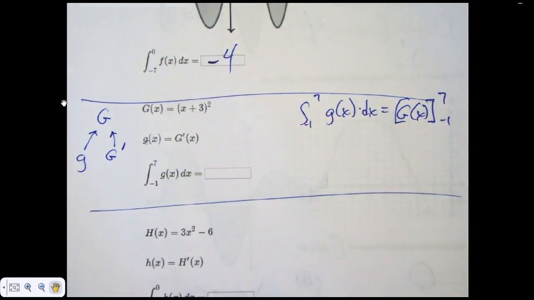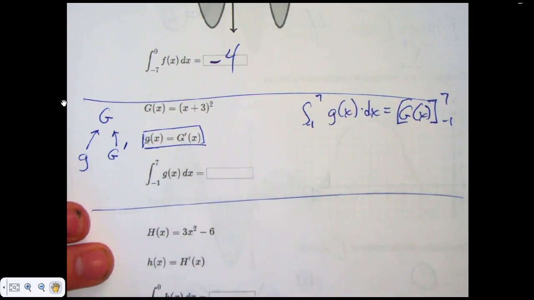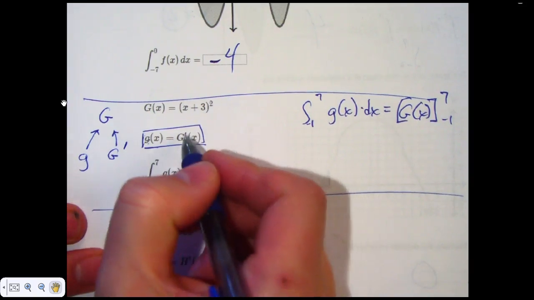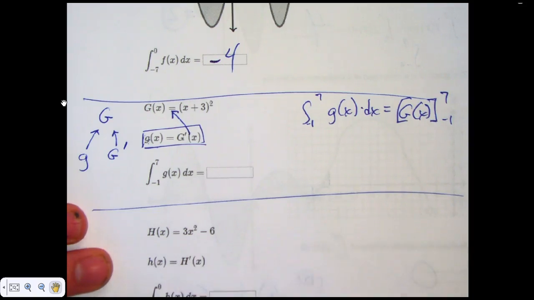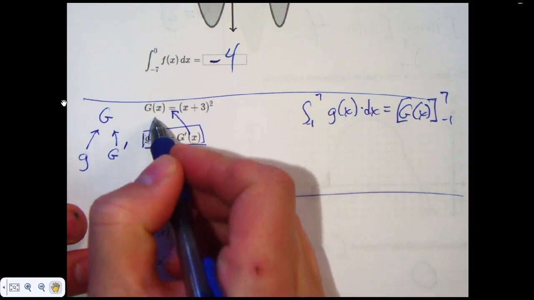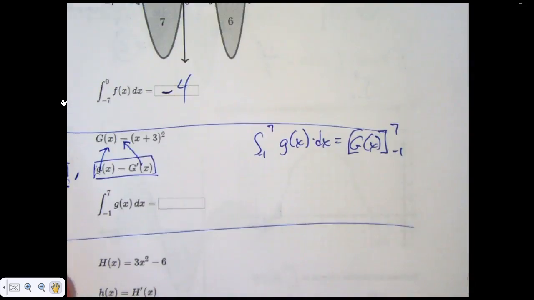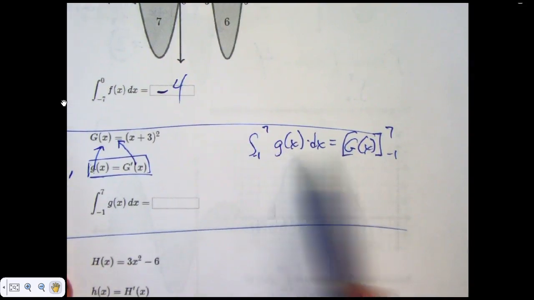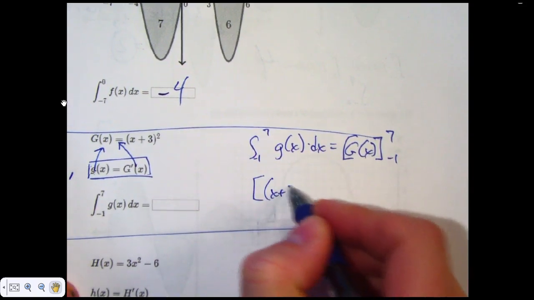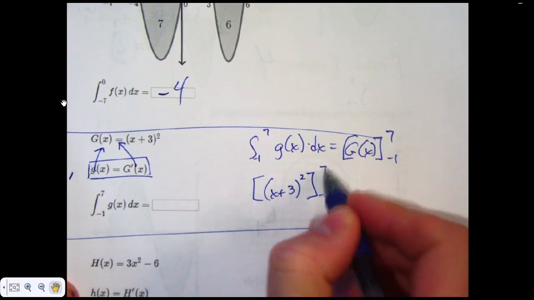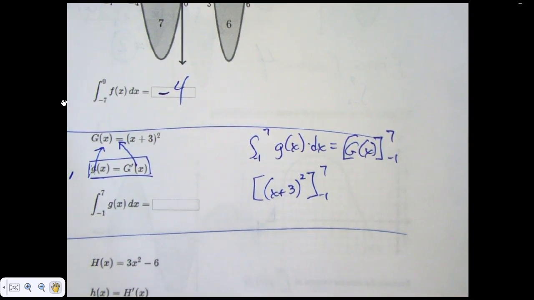Should I walk through that again? I'm not sure how much we've done with the capital and the lowercase really yet. Let me walk through again. So they're telling me this. Lowercase g is capital G prime. Well, how would I go from G prime to G? I would integrate. Therefore, how would I go from little g to capital G? I would integrate. Therefore, if I integrate little g, what do I get? I get big G. Well, what is big G? Big G is x plus 3 squared. And I want to evaluate that from -1 to 7.